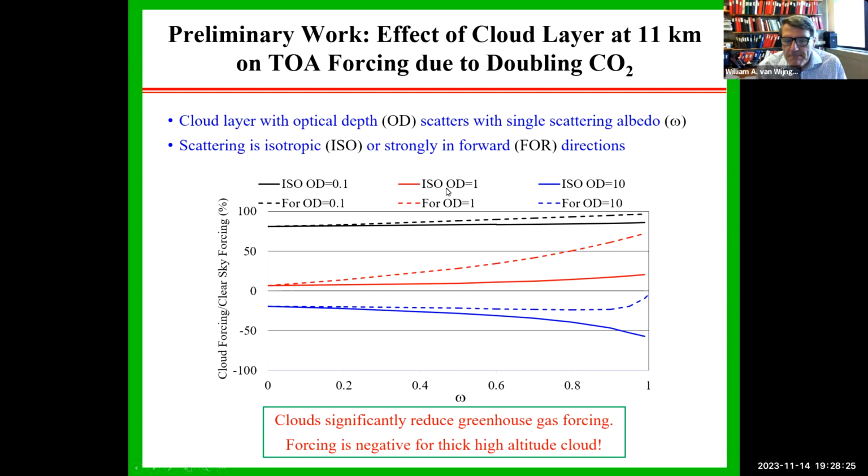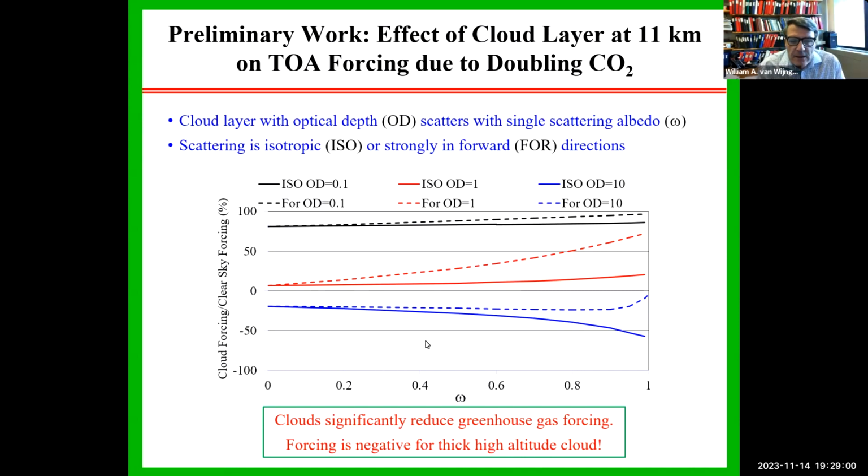Optical depth is 1. And finally, in the case of blue, we have a very thick cloud. So you can think of those as those thick black thunderstorm type clouds. And notice the forcing goes down dramatically. When you have a thin cloud, the forcing is reduced from 100 to about 75%. This moderate cloud, still slightly a positive effect. But for this thick cloud at high altitude, we get a negative forcing.